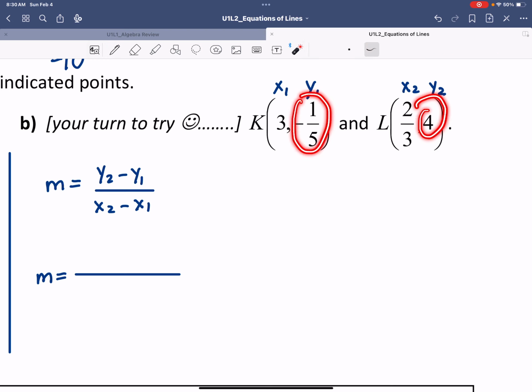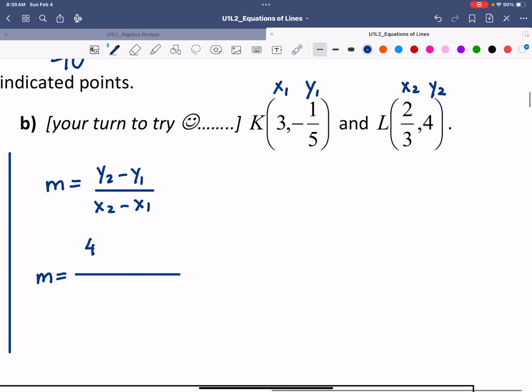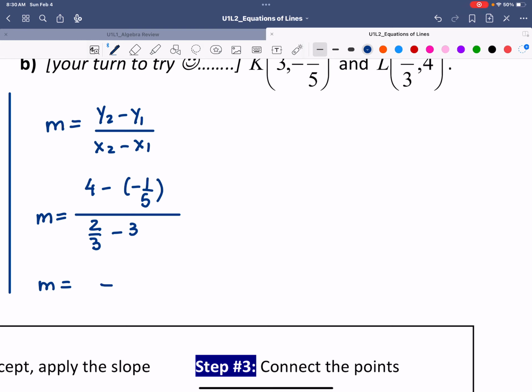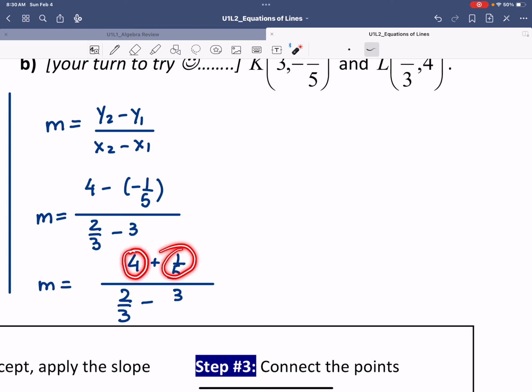y2 minus y1, 4 minus negative 1 over 5, divided by x2 minus x1, so 2 over 3 minus 3. Simplified. We have 4 plus 1 over 5 over 2 over 3 minus 3. We have to combine a fraction with a non-fraction, which means that we have to make this a fraction with denominator 1. Same thing in the denominator, so 2 over 3 minus 3 over 1.